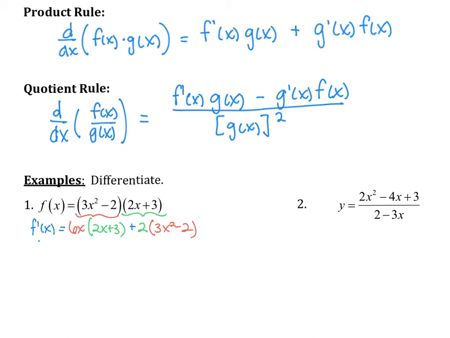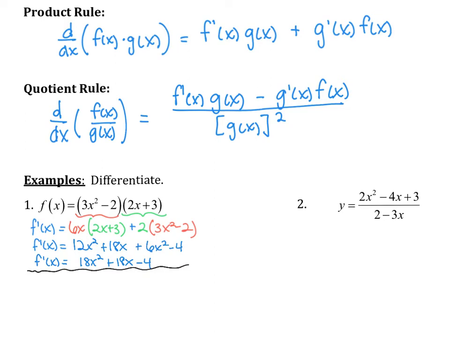And of course, we're going to simplify. So we get f prime of x equals 12x squared plus 18x plus 6x squared minus 4. So combining all those, we get f prime of x, or the derivative of f with respect to x, is 18x squared plus 18x minus 4. Okay, so that's using the product rule. Now, it is possible, if we use algebra first, to get the same answer. So we're going to look at that.